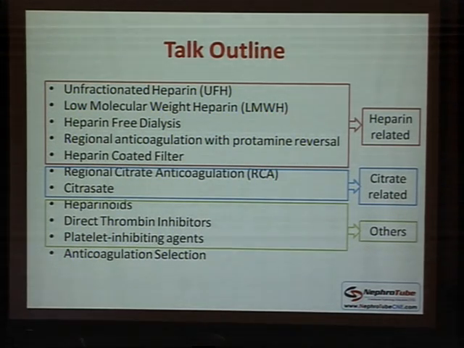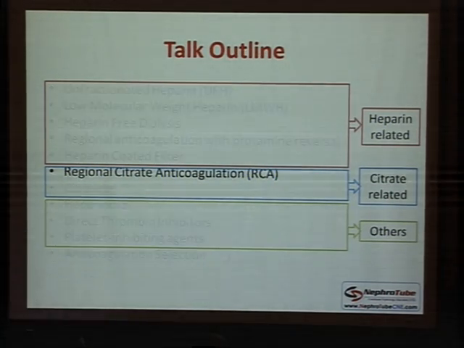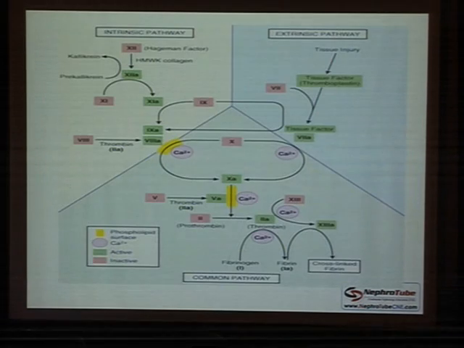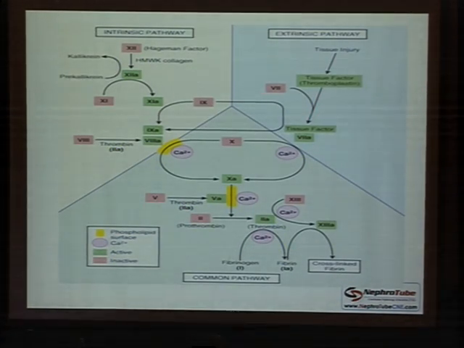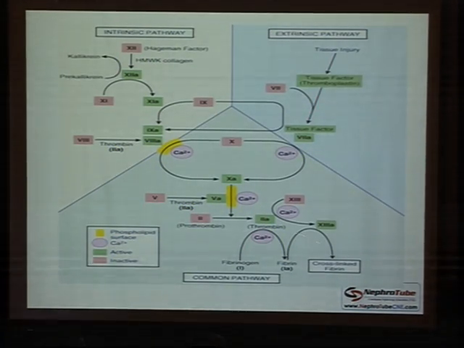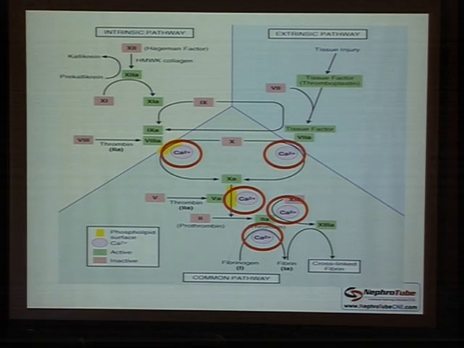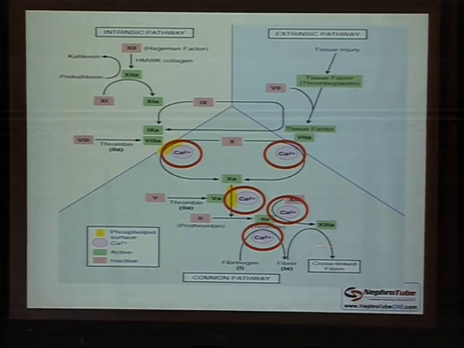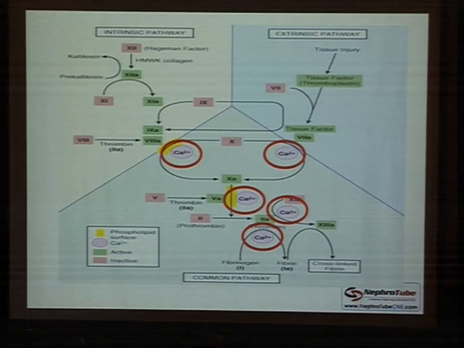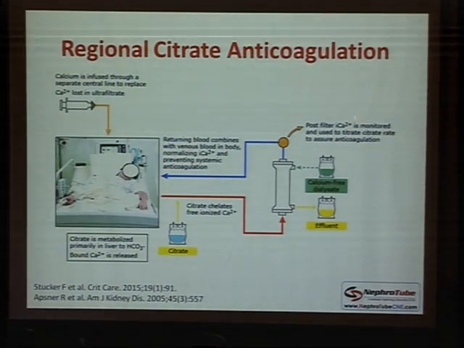Regarding citrate-related anticoagulation, the main idea of regional citrate anticoagulation depends on the intrinsic and extrinsic pathways of coagulation. One of the most important players for coagulation in our body is calcium. So if I block the calcium, I will prevent the clotting. This is the main idea of regional citrate anticoagulation.